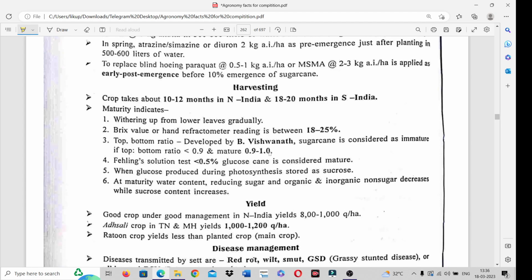Harvesting. The crop takes about 10 to 12 months in North India and 18 to 20 months in South India.